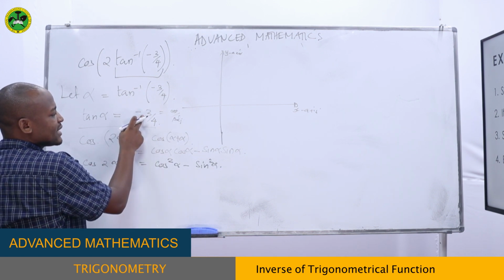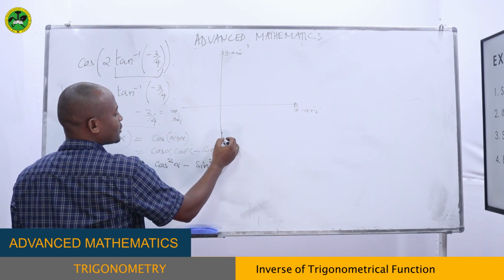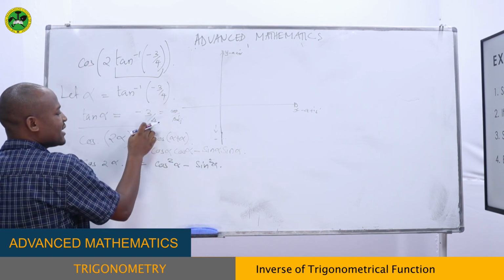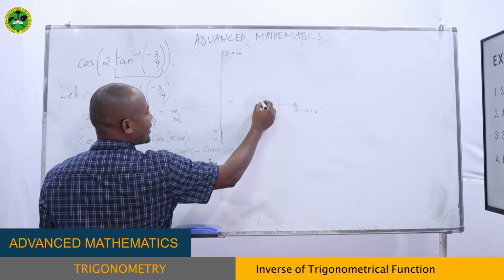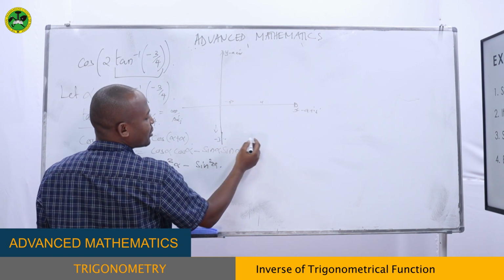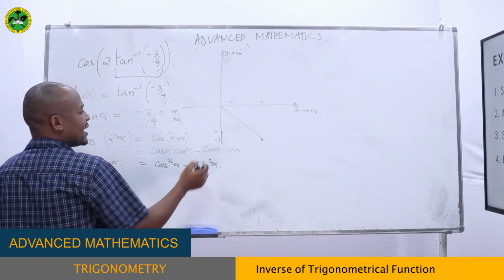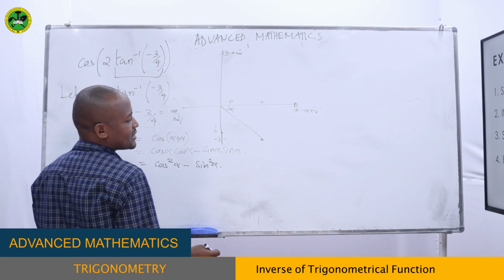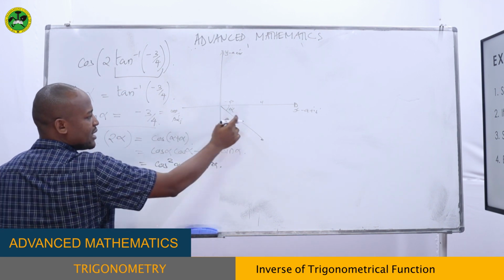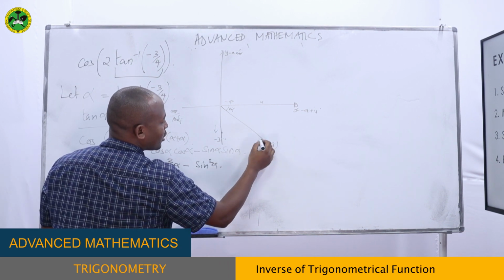If the opposite is negative, that means we are going on that side, in the negative direction. And if the adjacent is positive 4, that means it is in that direction. If that is 4 and that is negative 3, our point could be somewhere there. And our angle is always in reference to the positive x-axis. That is to say, it will be there, and this point will be 4, negative 3.